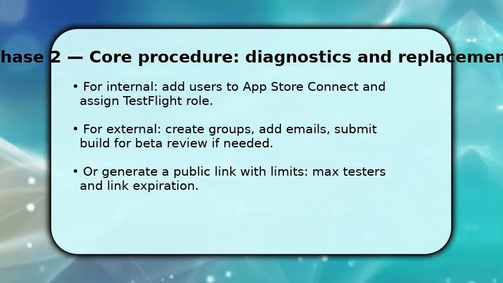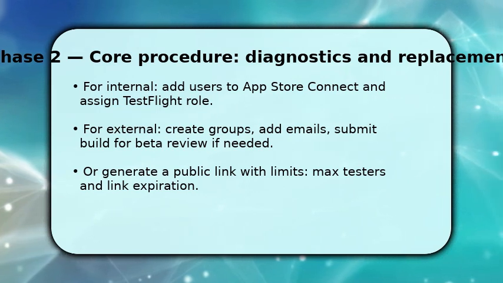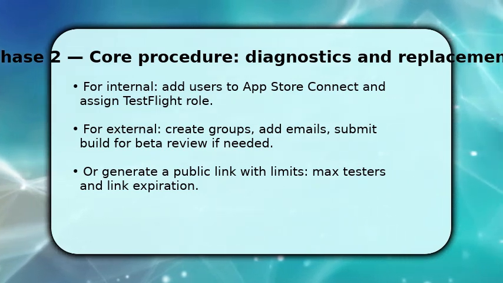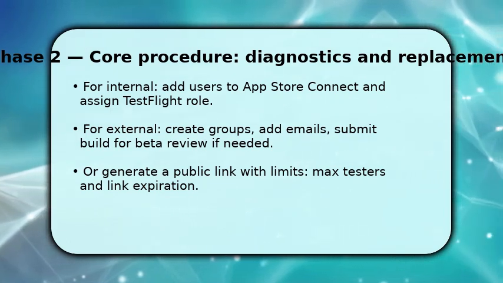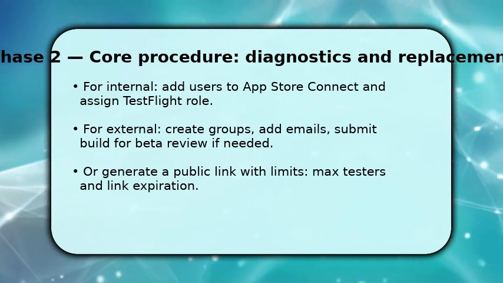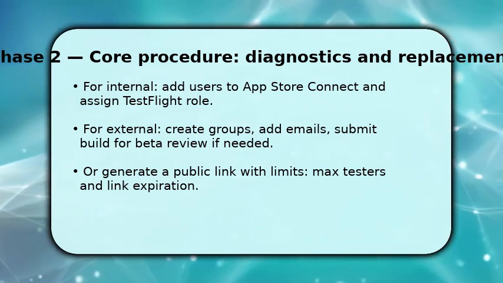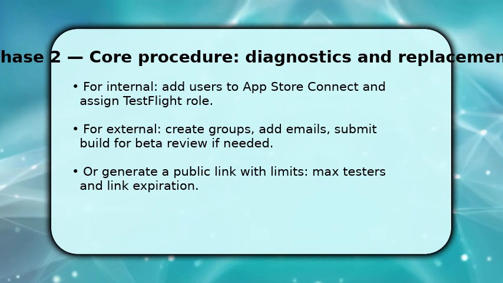For external testing, create a tester group, add emails, and submit the build for beta review if the app requires it. This ensures Apple approves the binary. Alternatively, make a public link and set the tester limit and expiration. This is faster but less controlled.